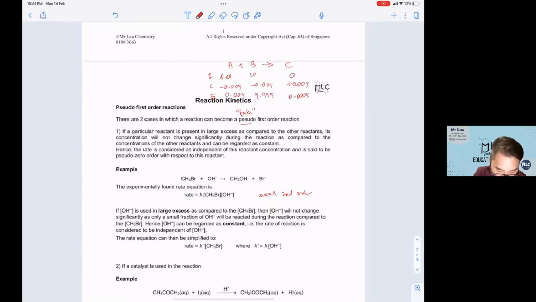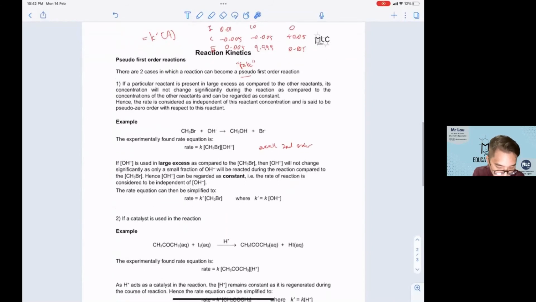And this will be 0.005. Based on this, you can very clearly see that the starting amount of B is 10, the ending amount is 9.995. It is almost constant, which means if my rate equation is rate equals k[A][B], the concentration of B remains almost constant throughout the reaction, which means I can replace it as k' [A]. B will be a constant. It can be subsumed under the same constant.